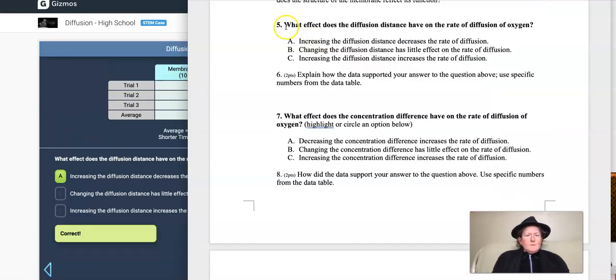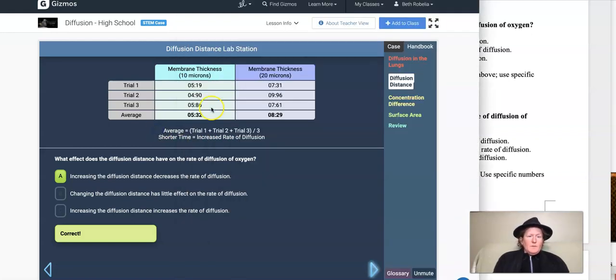So on the lab sheet, it says, what effect does the diffusion distance have on the rate of diffusion of oxygen? Make sure you mark this on your lab sheet as well as on the lab. And for 6, we want to use this table here to explain our results. So not just do you have the correct result, but can you explain your results using this data? Look at the times here and look at the membrane thickness. This is 10, this is twice as thick at 20, and the times are different.